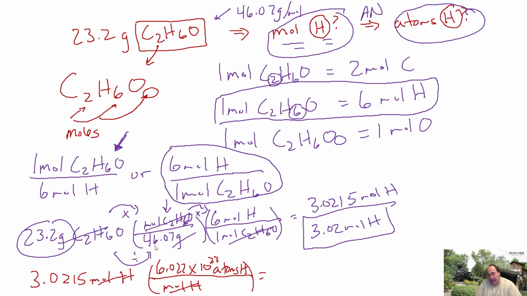So we're going to grab my calculator and hopefully it doesn't fall off. And look at what number I'm looking at there. We're going to multiply that by 6.022 times 10 to the 23. Once again, I'm not using the rounded number here. And I'm going to end up cleaning up to 1.82 times 10 to the 24 atoms of hydrogen.